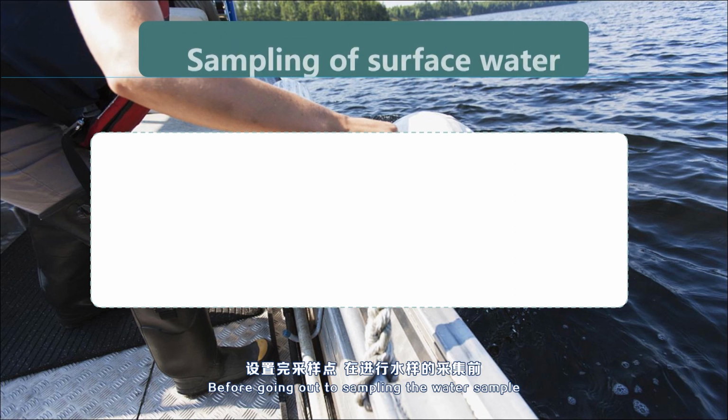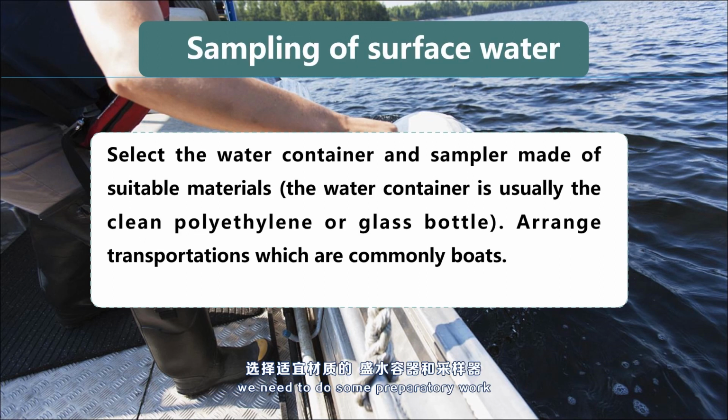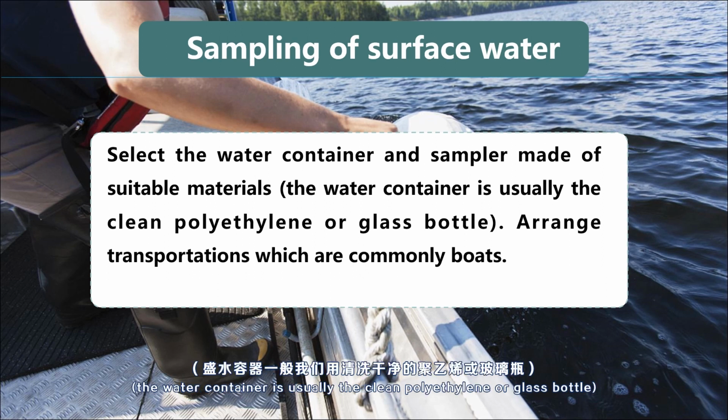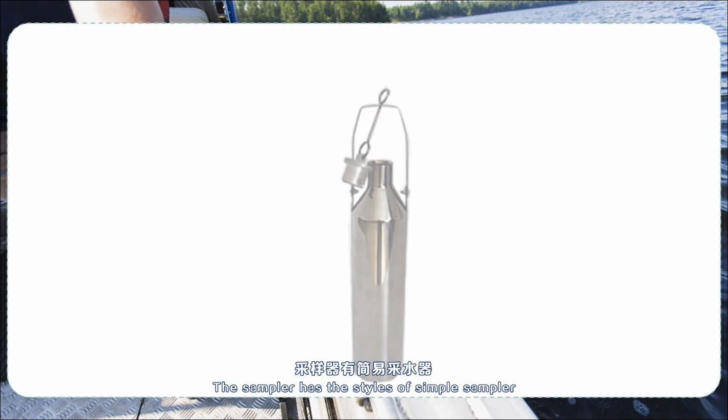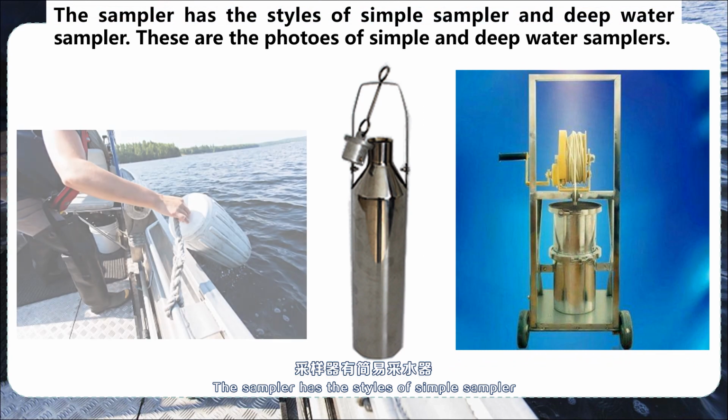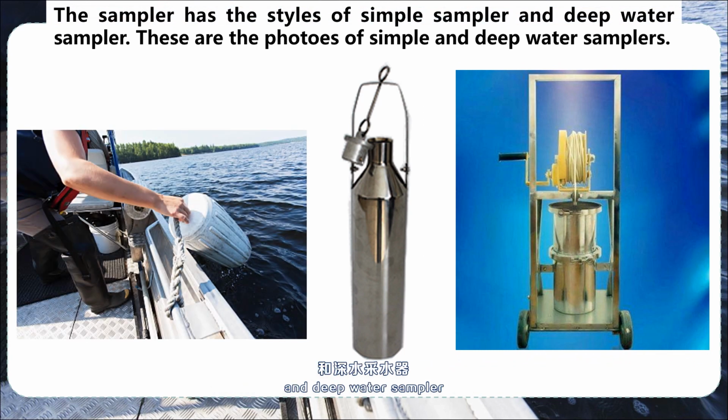Before going out to sample the water, we need to do some preparatory work. Select the water container and a sampler made of suitable materials. The water container is usually the clean polyethylene or glass bottle. Arrange transportation, which is commonly boats. The sampler has the styles of simple sampler and a deep water sampler. This is a photo of a simple water sampler and a deep water sampler.